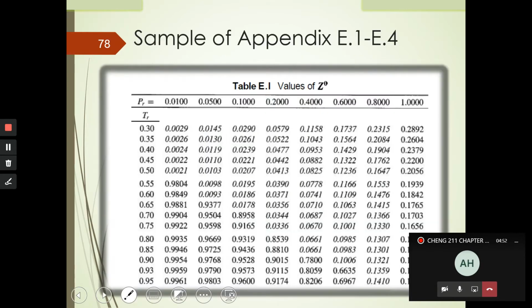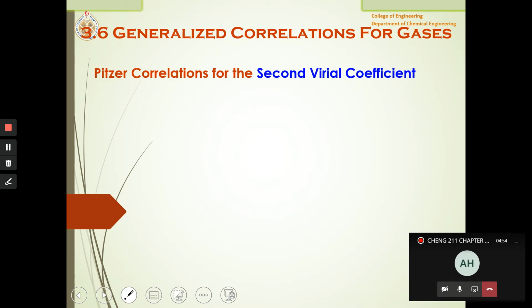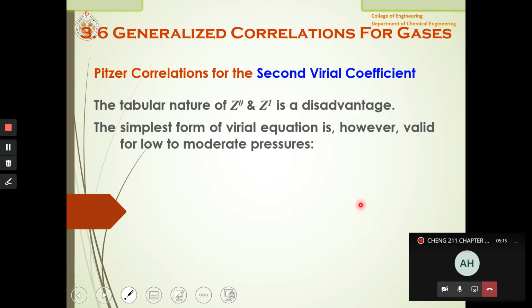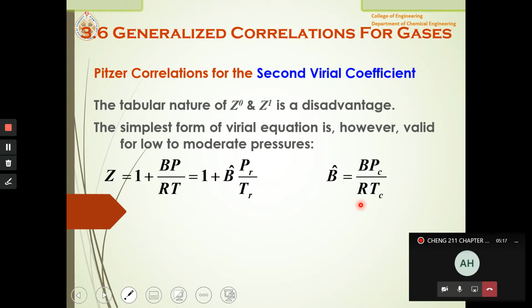Then I explained the second method last lecture, which was again Pitzer correlation, but for the second virial coefficient. The second virial coefficients are the coefficients of the virial equation, B and C. But when I say second, I mean I'm talking about B specifically. So what I did here, we used B caret equal to B0 + ωB1. So we found B caret, and then from B caret we were able to relate it to B so that we can substitute in the equation.